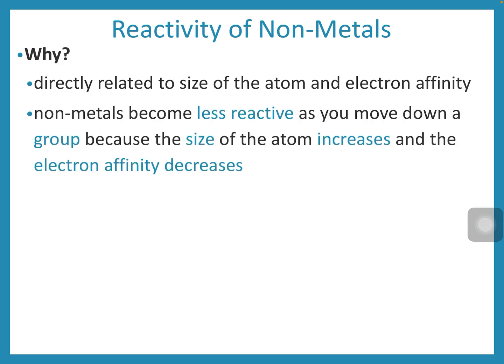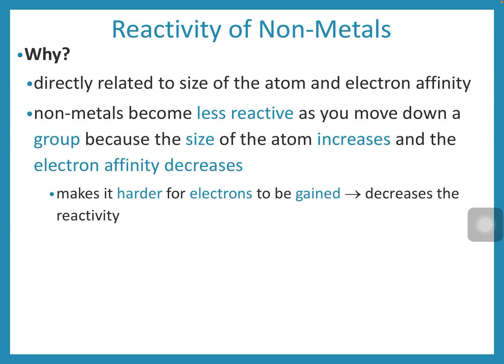They become less reactive as we move down a group because the size increases. So this is the reverse of metals, and it's because we have a reverse in terms of a gain or loss of electrons. So for nonmetals, we are wanting to pull in an electron. So the closer we are to the nucleus, the easier it is to pull in an electron. So as we move down a group, the size gets larger, the valence electron is further away, which means it's a lot harder to pull it in. There's less force from the nucleus pulling on that electron. So it's harder to gain electrons, which means the reactivity decreases.